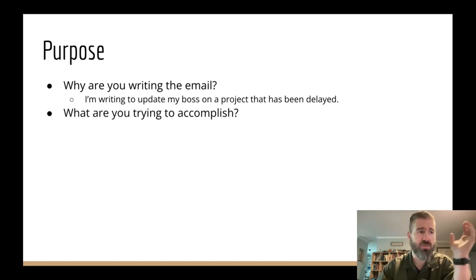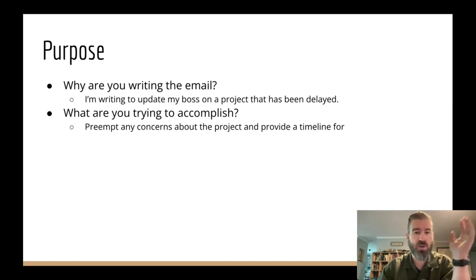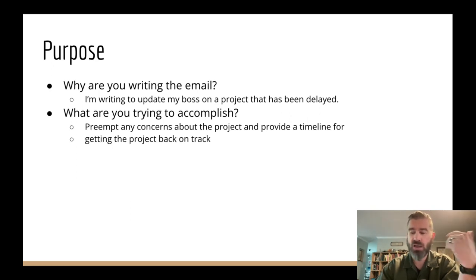So what am I specifically trying to accomplish here? Perhaps what I'm trying to accomplish is explaining the situation, right? I'm going to preempt any concerns about the project and provide a timeline for getting the project back on track. In other words, what I want to say to my boss is, hey, Shannon, the project is behind, but here is what we're doing to fix the problem.